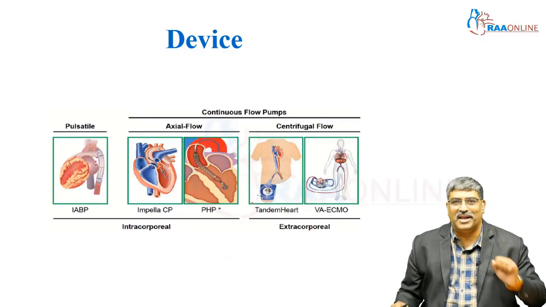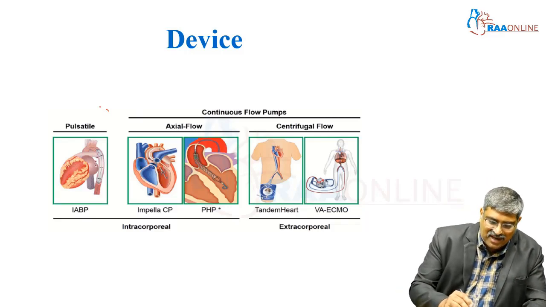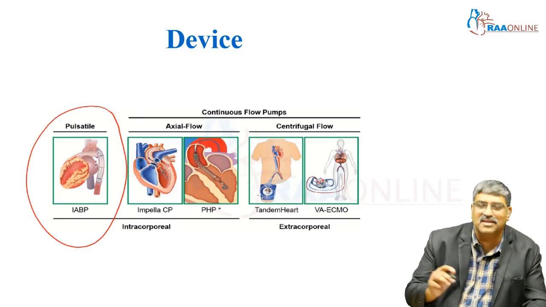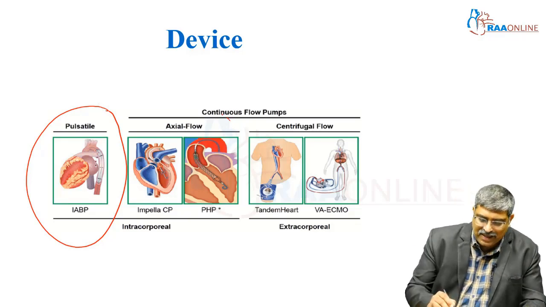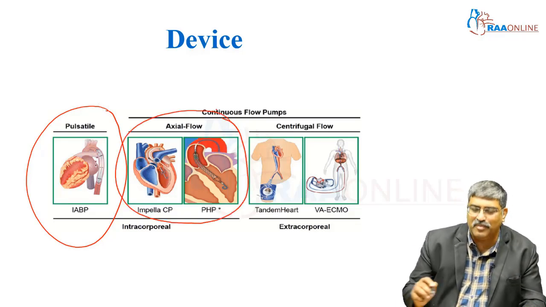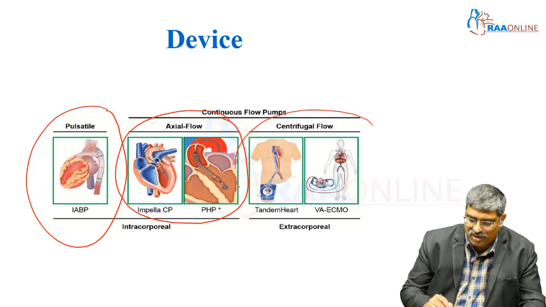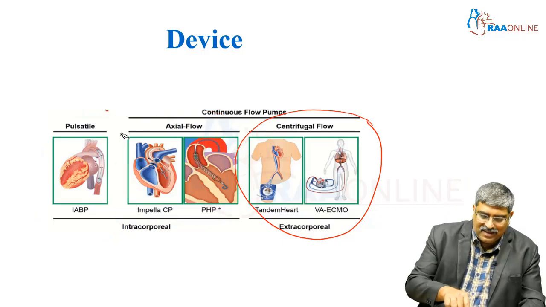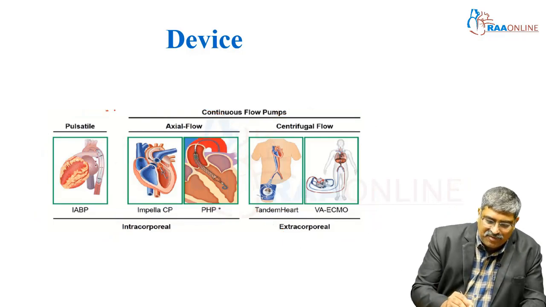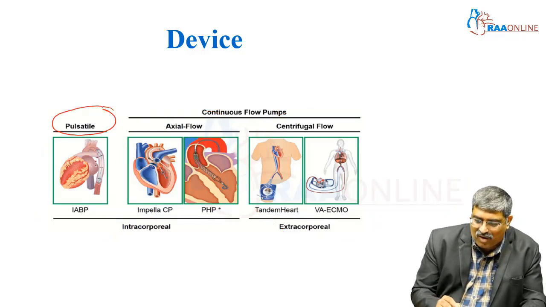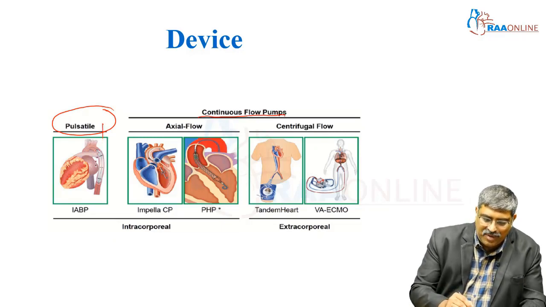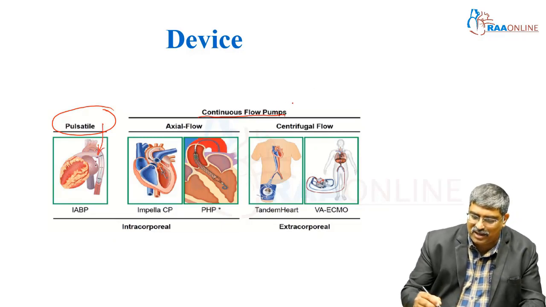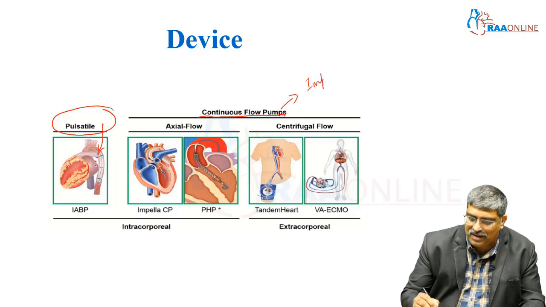What are the various devices? The first line of left ventricular assist device is the intra-aortic balloon pump. Next comes the Impella pump, and the third line are the LVAD and the veno-arterial ECMO. These devices can be classified as pulsatile or continuous. IABP comes under pulsatile, and your Impella, LVAD and ECMO come as continuous flow pumps.